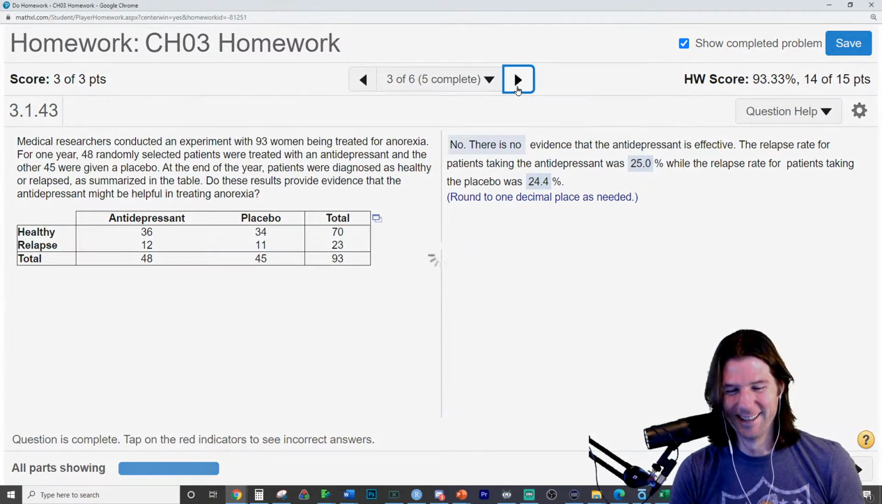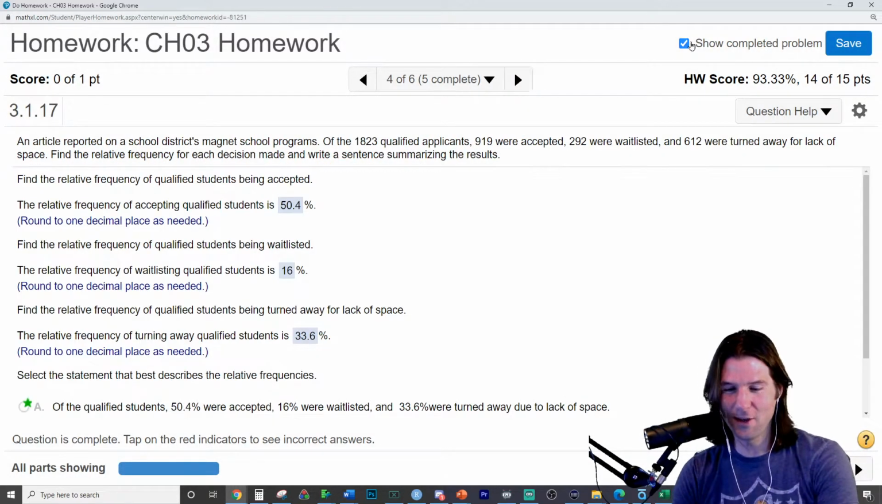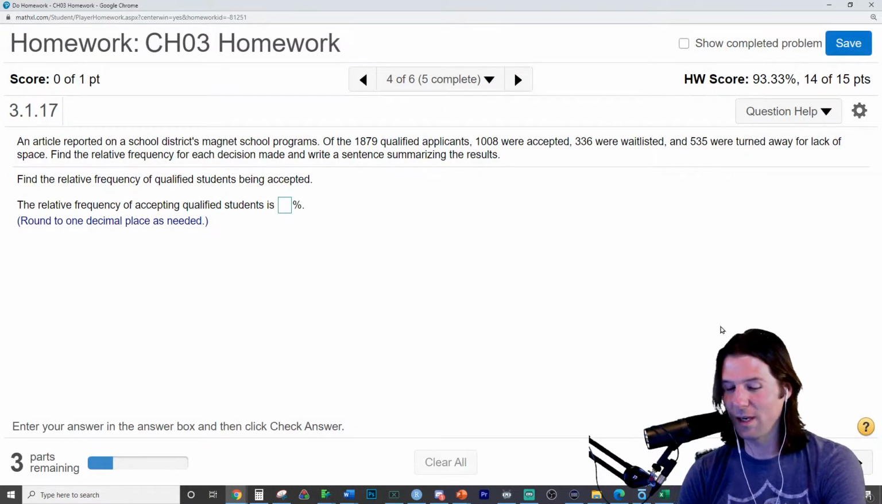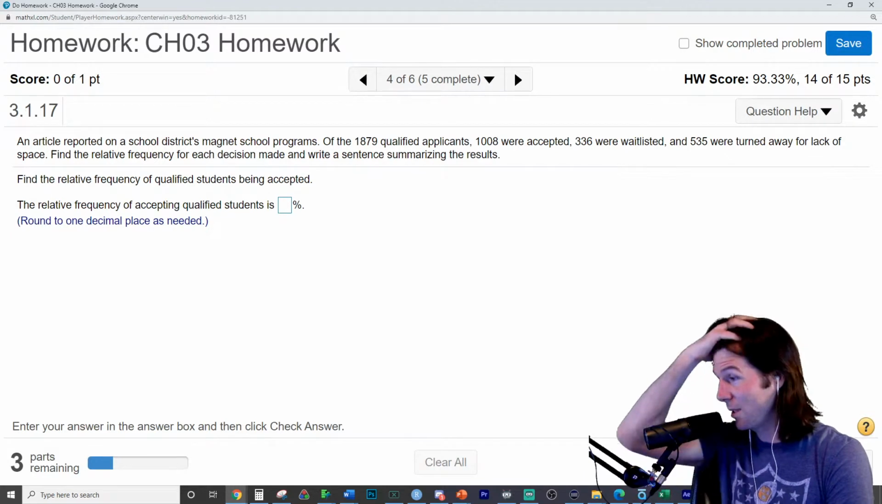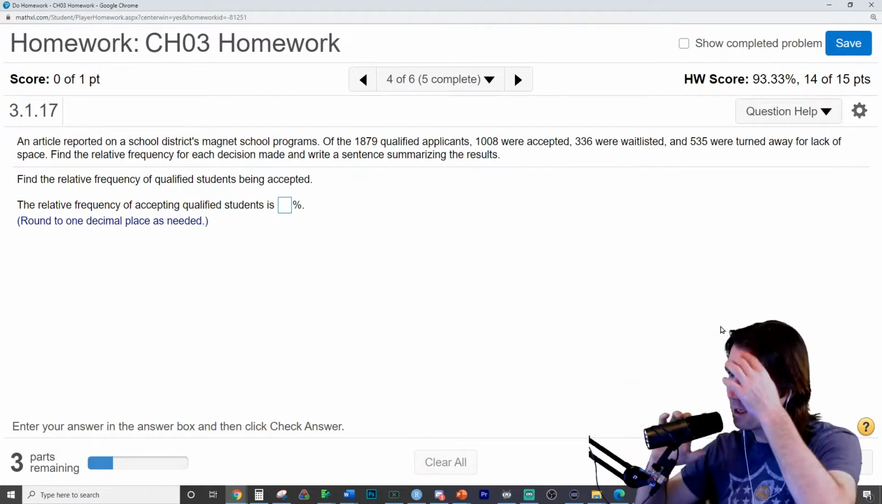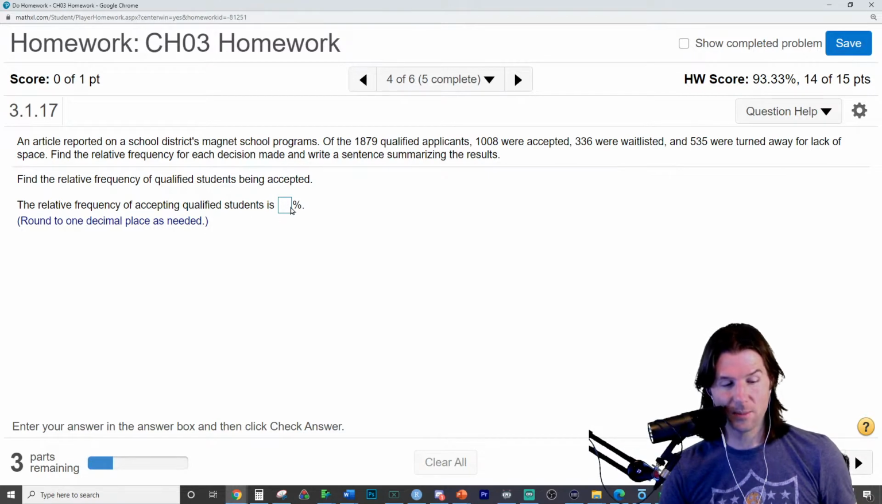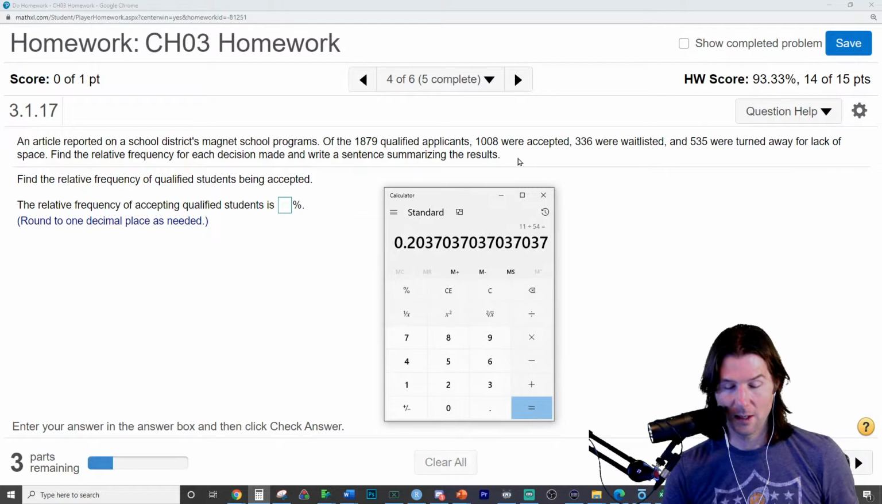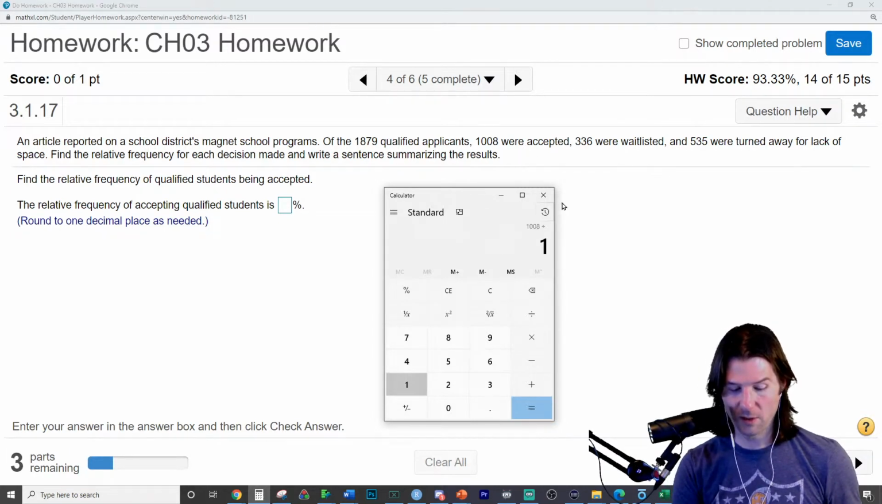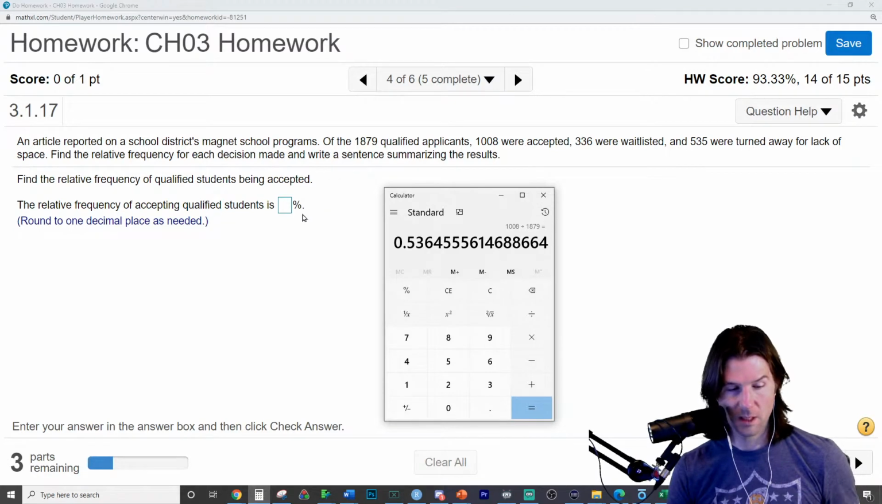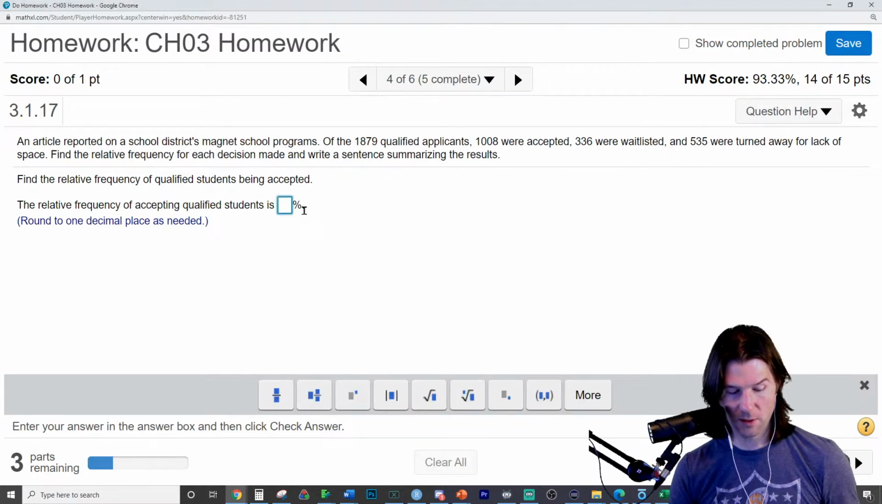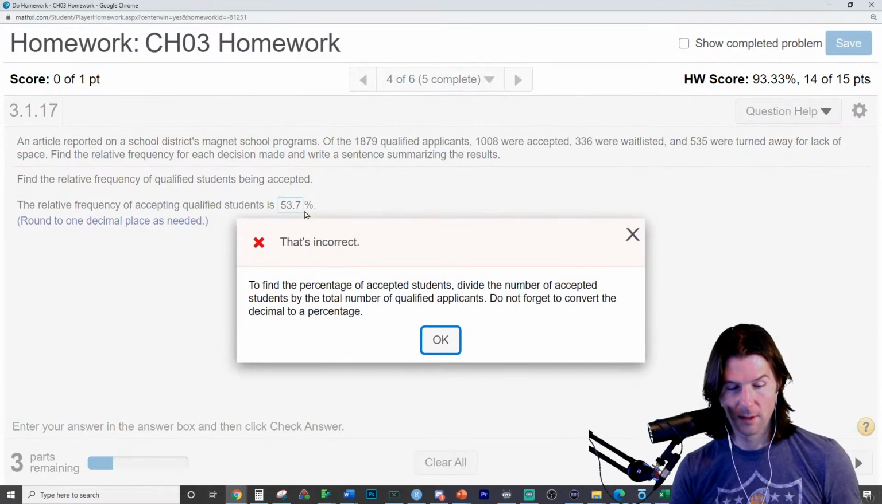Random. Let's do the last question here. If you get the quiz version of this question, it's super easy because it does give you the answers at the end. But this one's not so bad. Relative frequency of accepting a qualified student. So we're just doing univariate analysis. So accepting a student would be this right here over the total. 53.7. Don't make an error.